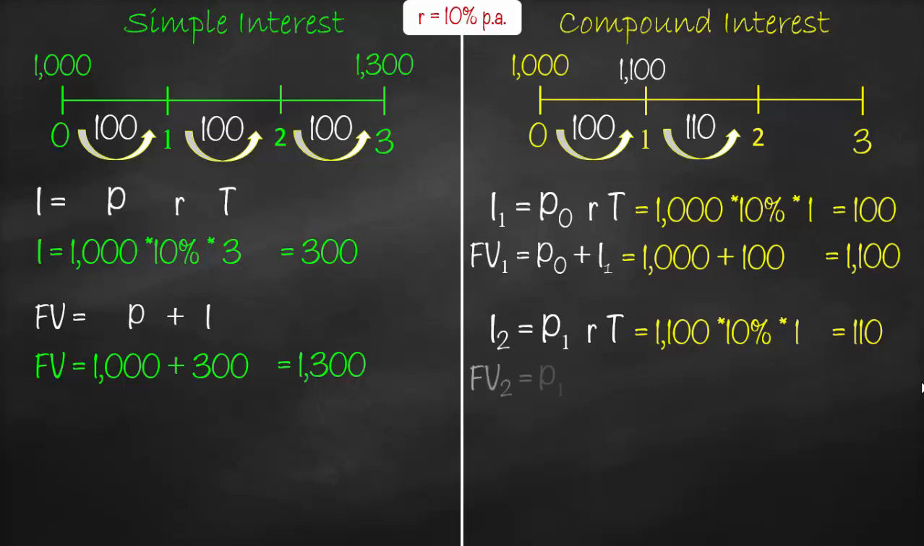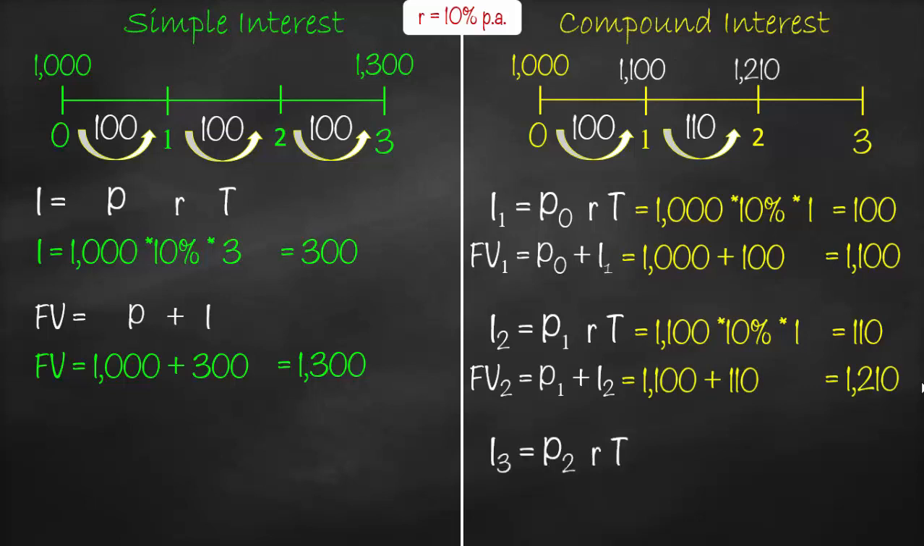So what will be the future value in year 2? It will be the principal in year 1 plus interest amount in year 2, which is equal to 1,100 plus 110, which will give us 1,210. So what will be the interest amount in year 3? It will be the principal at the end of year 2 multiplied by the interest rate multiplied by time, which is 1,210 times 10% times 1. It will give us 121. Therefore, the interest in year 3 is 121 in compound interest, which is much higher compared to 100 in year 3 of simple interest.